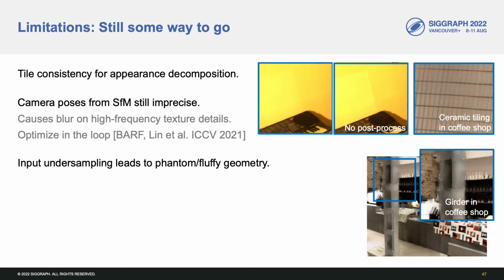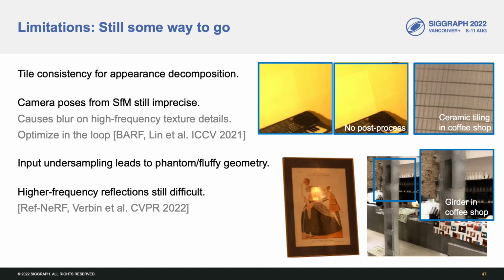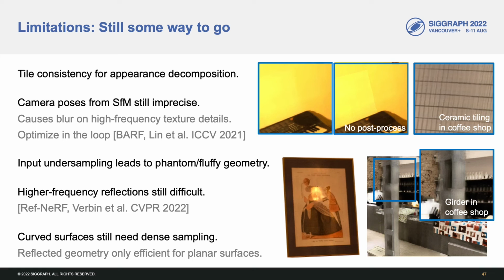Considering the reflections, for known perfect mirrors, we can mark them up and then render good reflections from the reflection MLP. But high gloss materials that would lead to high frequency reflections can still produce somewhat inaccurate reflections. Curved surfaces still need dense sampling, as reflected geometry is only efficient for planar surfaces. And then finally, optimization times are still quite long, even if render times are fast. And at SIGGRAPH, we'll see other work, such as Instant NGP, that could be used to speed this up.